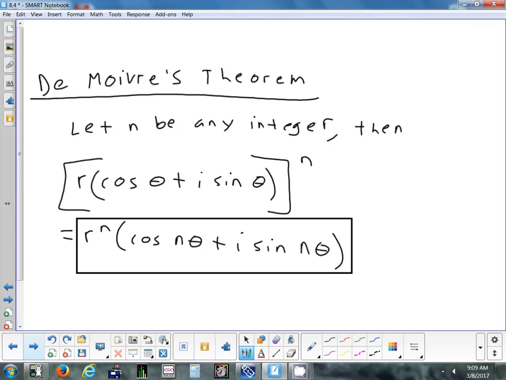So if you've got a number you want to raise to a power, let's say you want to raise something to the nth power. Take the radius, raise it to the nth power, take the angle, and multiply it by n. Okay, and we're only going to be working with integer powers: 2, 3, 5, 6, things like that.